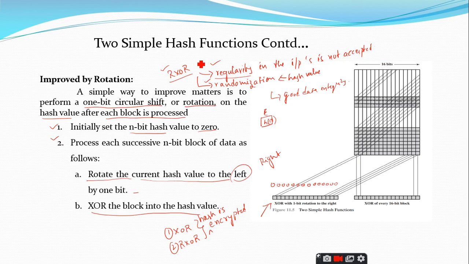The performance of XOR is not that efficient. So in order to avoid the regularity in the inputs and to get the randomization of the hash values, you are going to rotate the hash values that are generated after processing each and every block. That is called the rotated XOR operation. So this is the other hash function that we have discussed.